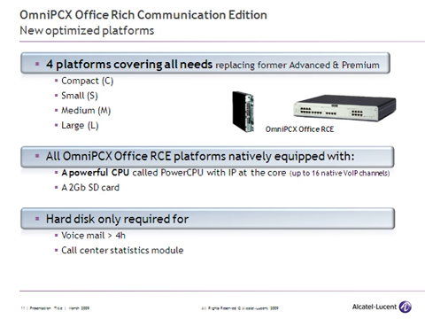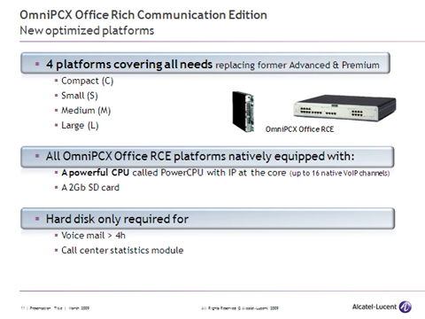All platforms now will be provided with a power CPU. This power CPU is IP at the core, which means that it has 16 native VoIP channels. So moving forward, in most cases, you won't need to provide a VoIP daughter board to provide IP handsets and IP trunking. This should make your IP solutions significantly cheaper. In addition to that, if you do need more than 16 channels, we can offer up to 48 by adding the new VoIP 32 daughter board.